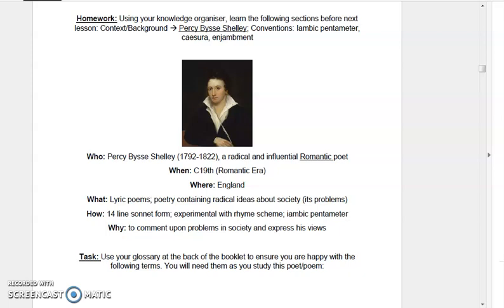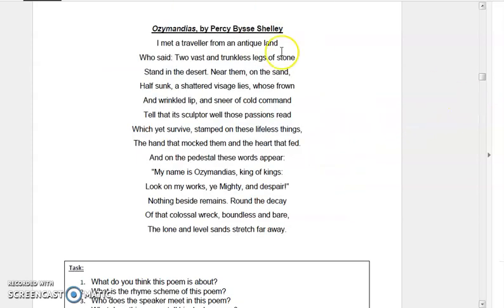This week we're going to look at someone called Percy Bysshe Shelley. We're looking at this person because he created a lot of romantic poetry, and the poem we're going to look at today is Ozymandias.